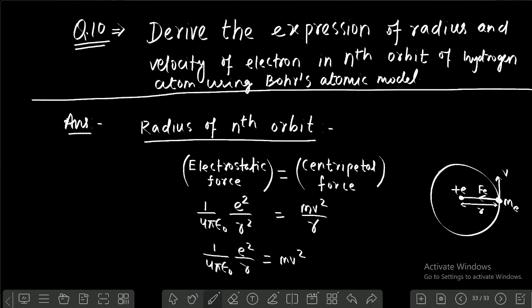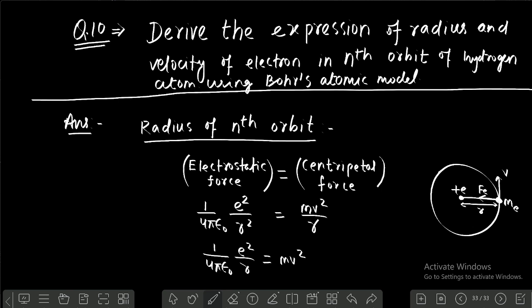Now next listen. Completed or not? Now from Bohr's second postulate we will bring v and substitute here. What is Bohr's second postulate? mvr equal to nh by 2 pi. From there if we calculate v, it will be nh by 2 pi mr. But I need v square here, so accordingly I'll substitute.